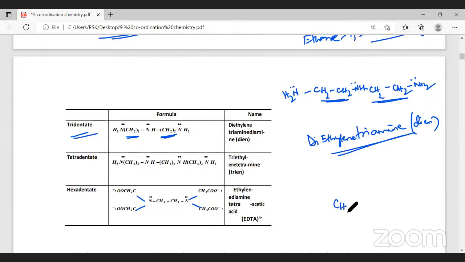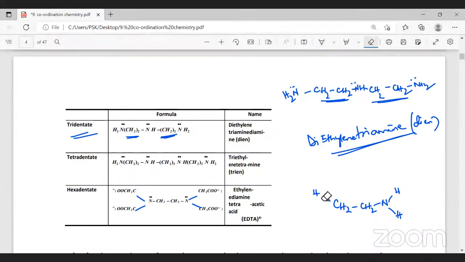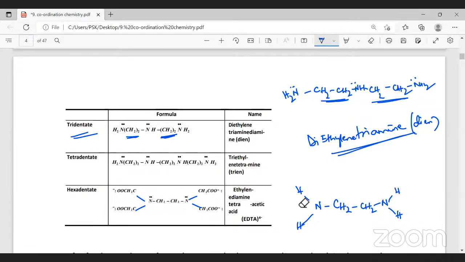Now, what's the name of this molecule? Just now we learned the name of this molecule. Can anyone tell me? I didn't give you the structure like this, but you should be in a position to identify and tell me. It is N, and here you have H, and here you have H. Can you tell me what's the name of this molecule? Is this molecule diethylene diamine? No, ethylene. Here only one ethylene, no? It donates 2 pairs of electrons.